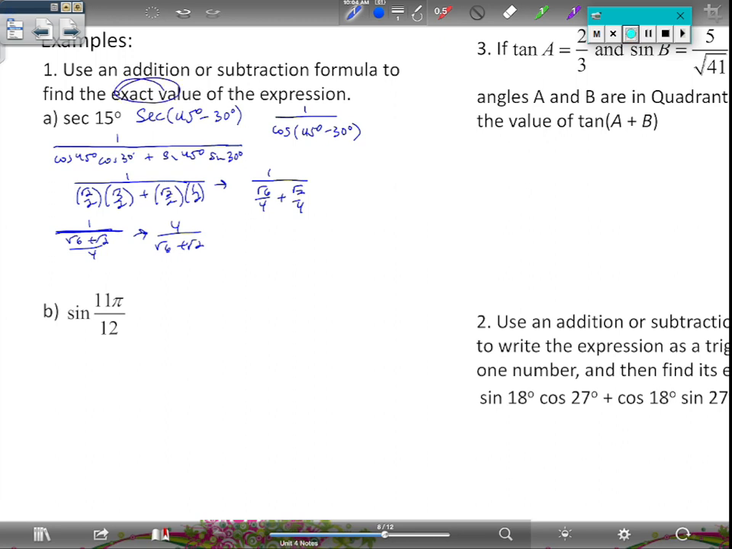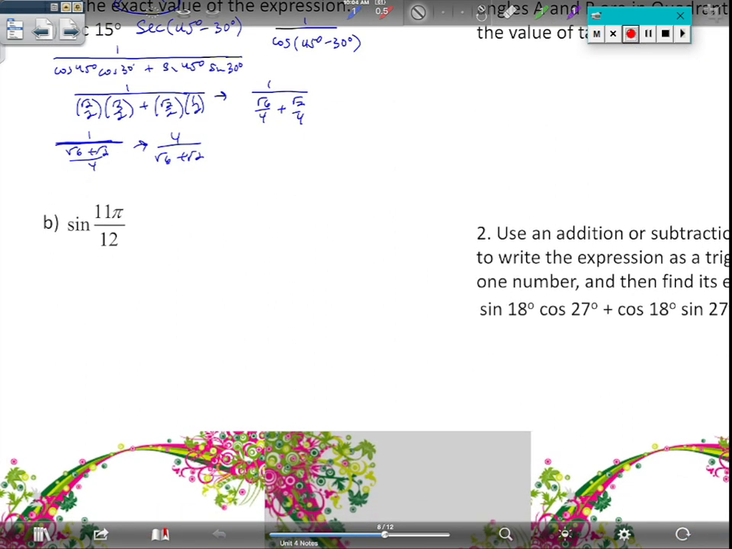Exact means there's no decimal approximation and it's non-calc. Exact means no decimals and non-calc. I think we're probably familiar with that. Alright, how are we okay on that? Okay. So let's look then at this next one.